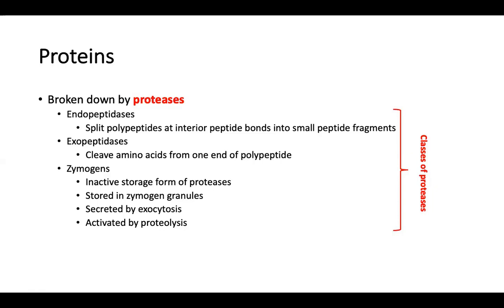And then the third class of proteases are zymogens. Zymogens are essentially granules that are stored. They are the inactive form of proteases, and they're going to be secreted by exocytosis and then activated by proteolysis. I'll talk about that coming up on the next slide. But essentially, several different inactivated proteases are stored in these granules. If you were to take the pancreas, cut it apart, do a frozen section, and look at it under the microscope, you would actually see these granules with all of these inactivated proteases stored inside.